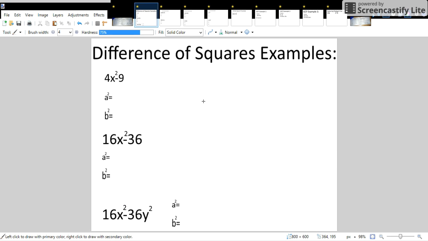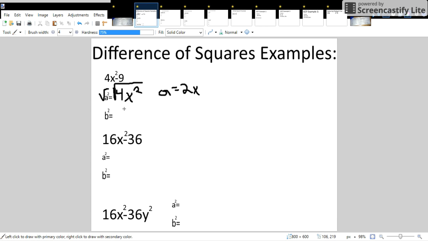So we have 4x squared minus 9. Now what is our a squared? That is our 4x squared. So if we're going to find a, we're going to take the square root of both things. So that means that our a is going to be 2x, because the square root of 4 is 2 and the square root of x squared is x.